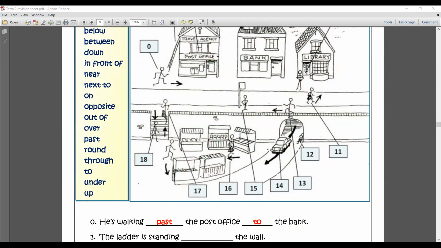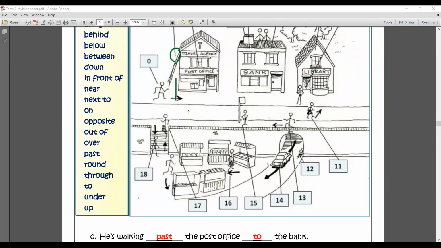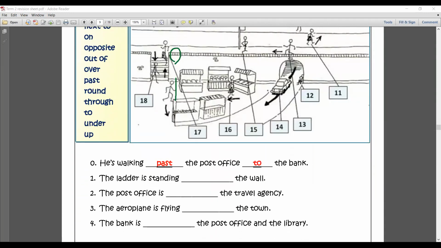The ladder is standing. Where is the ladder? Number one, it's here. The ladder is standing. Where? Against the wall. It's like leaning on the wall, against the wall.